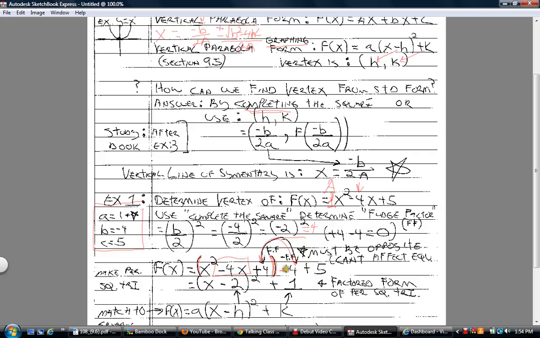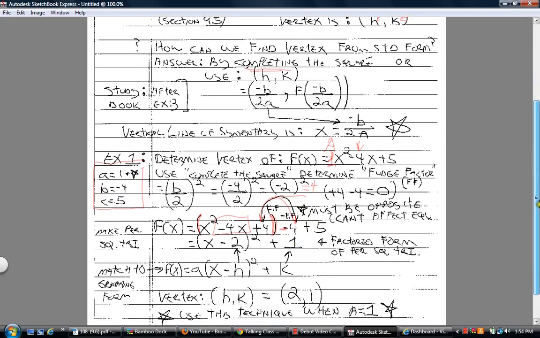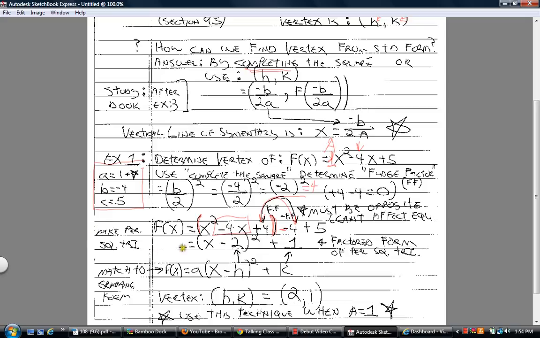And what's left on the outside? Negative 4 plus 5 is 1. Okay, that's how you make that transformation. And I like showing this because now you're looking at where the proof is in the pudding. What is the vertex to this problem? Okay, vertex here would be what? H comma k, which would be the opposite of the inside the parentheses. So there's your plus 2 comma 1. Okay, you're done.